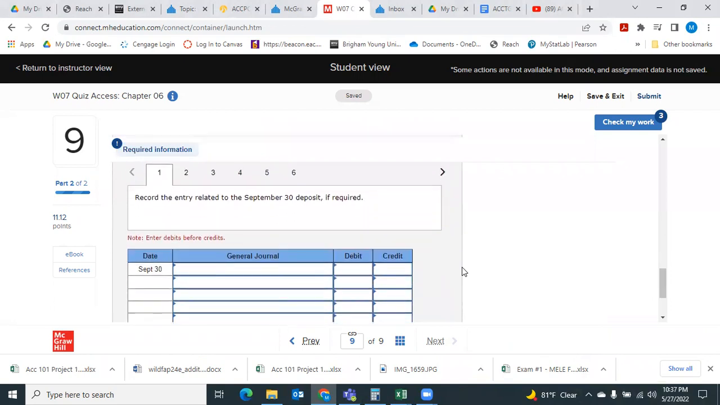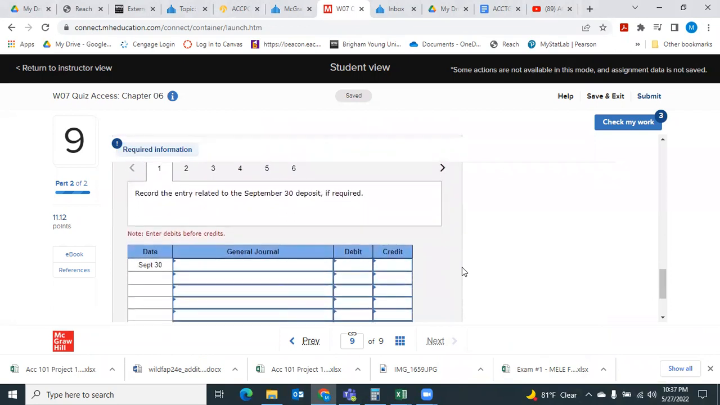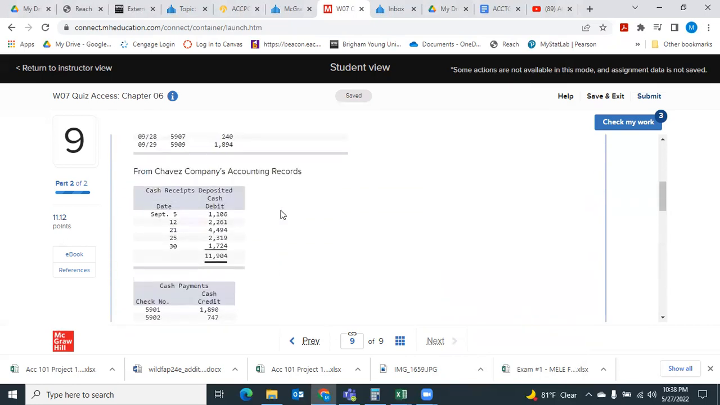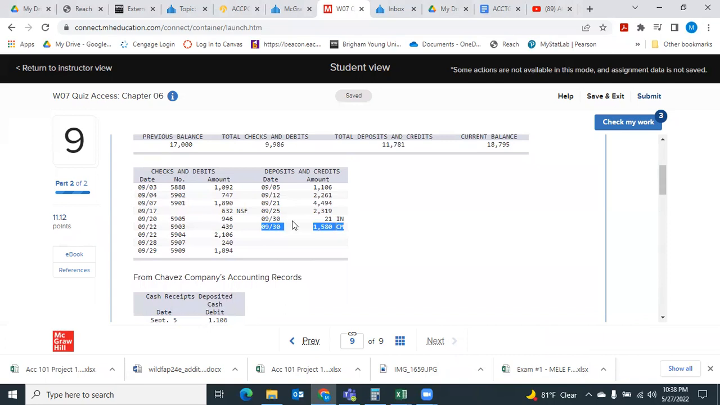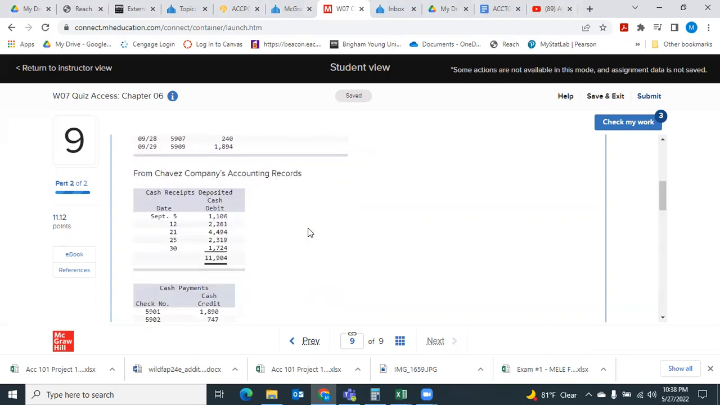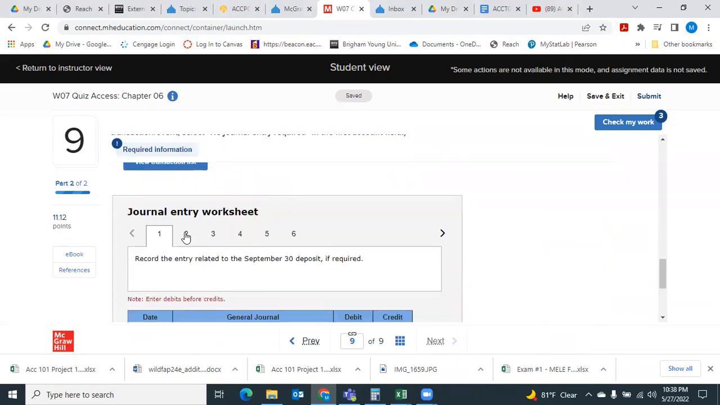All right. So let's see. It says record the entry related to the September 30th deposit if required. So I'm going to scroll up here and look at this September 30th deposit of $21 in interest. Again, I'm coming at this cold, so I'm not exactly sure. Let's take a look at these. This one is to record interest earned, the note receivable and collection, the related outstanding checks, the NSF check, and the error related to 5904.